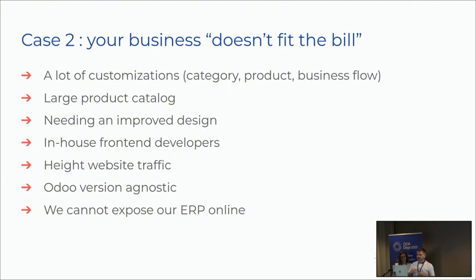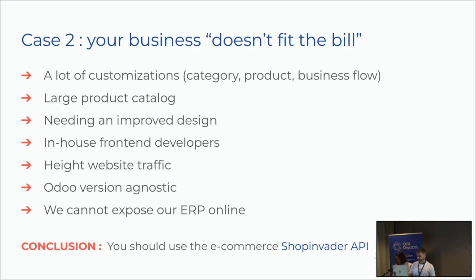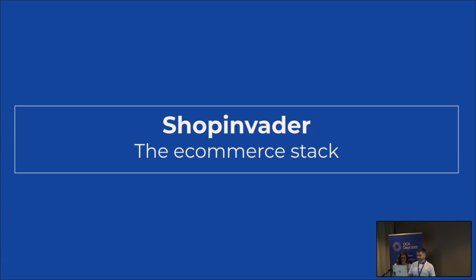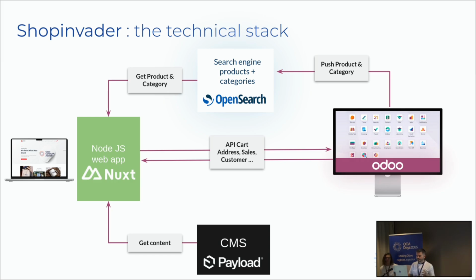And last thing, for security reasons, we cannot expose the ERP online. The idea is to reduce the available surface of the ERP online, only for security reasons, because all the data of the company are consolidated in the ERP. The conclusion: we should use another way, and this other way is the Shopinvader API. So Shopinvader, it's an e-commerce stack.